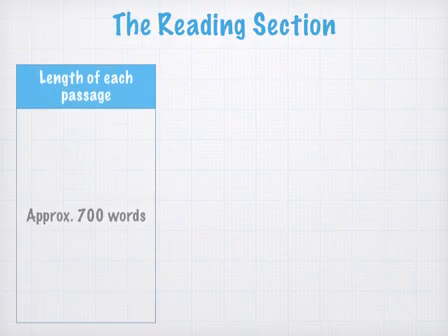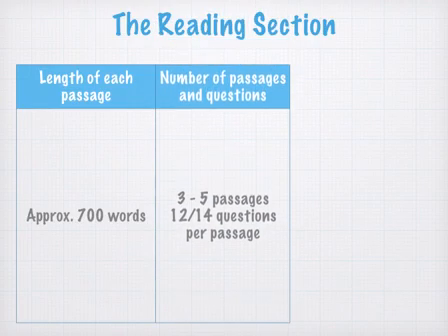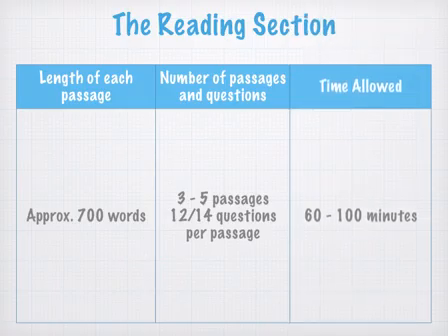The reading section is broken down into passages. They're about 700 words each. There are 3 to 5 passages in the test, and there are between 12 and 14 questions per passage. The amount of time that you're allowed is between 60 and 100 minutes. So if we look at the way that this works out mathematically, you're given about 20 minutes for each passage, and you'll be answering between 12 and 14 questions per passage. There are 10 different question types, and we will look at those in depth in the next series of videos.